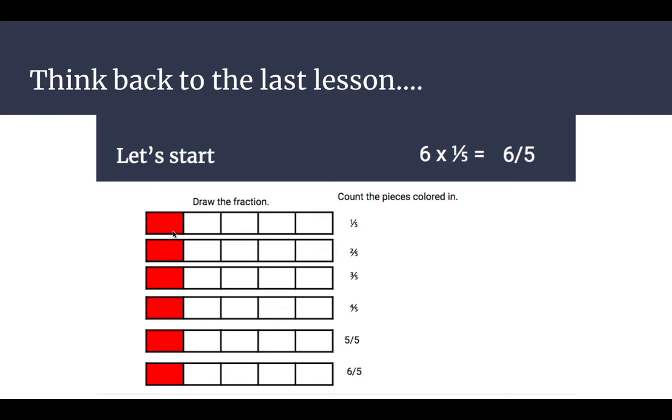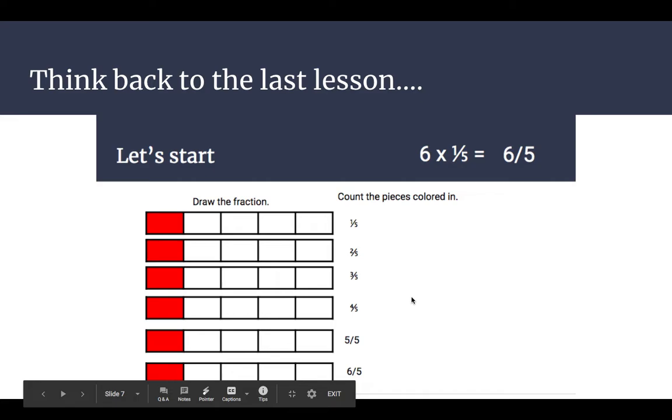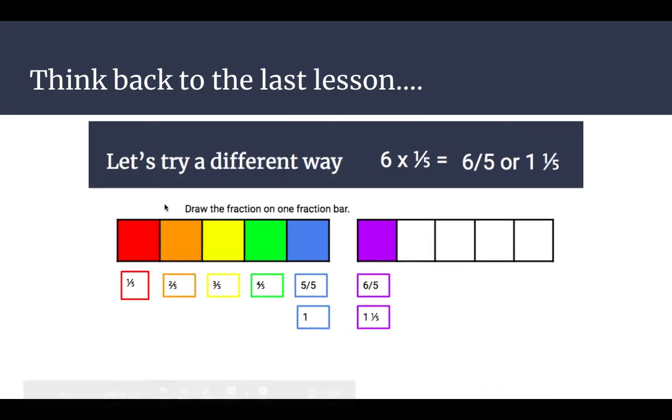We knew that it was 1/5 because one piece was colored in out of the 1, 2, 3, 4, 5 pieces. Then we counted all the pieces together. So we said 1/5, 2/5, 3/5, 4/5, 5/5, and 6/5. We also did it where we drew all of the pieces of the fraction on one single bar until we ran out of room and then did another one.